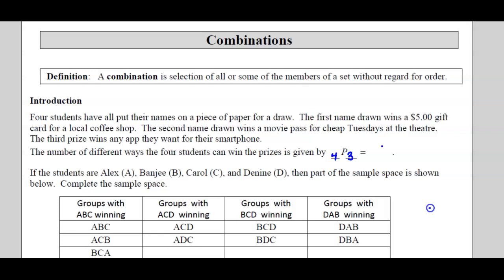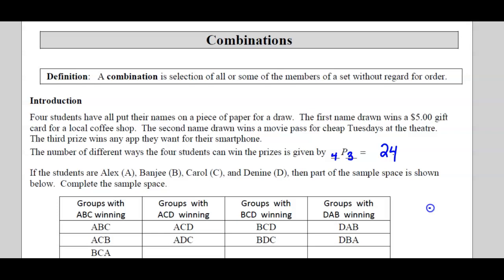what is it? 24. Same as 4 factorial, which happens to be because you're arranging 3, right? So 4 times 3 times 2. Same as 4 factorial.